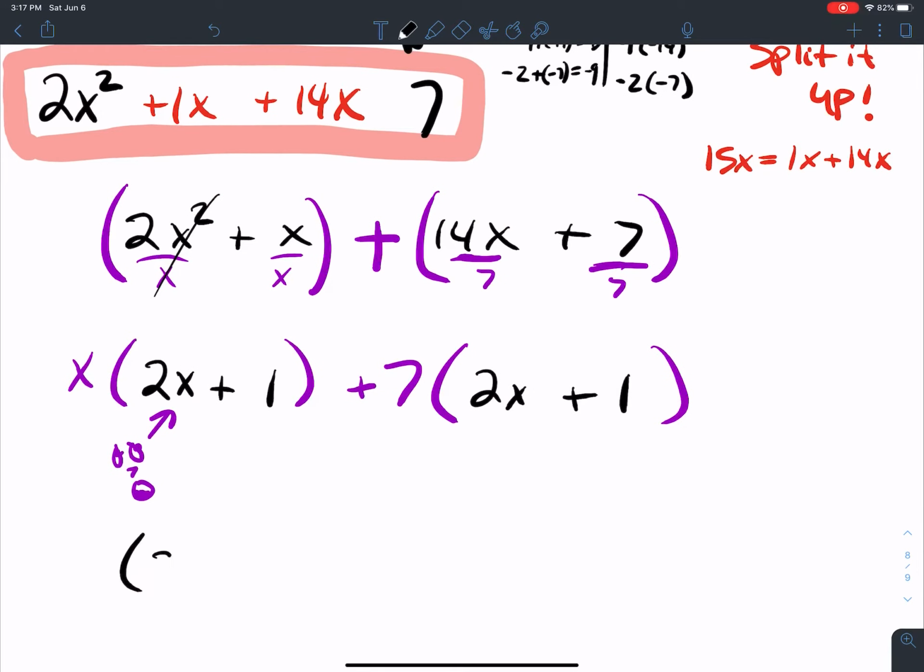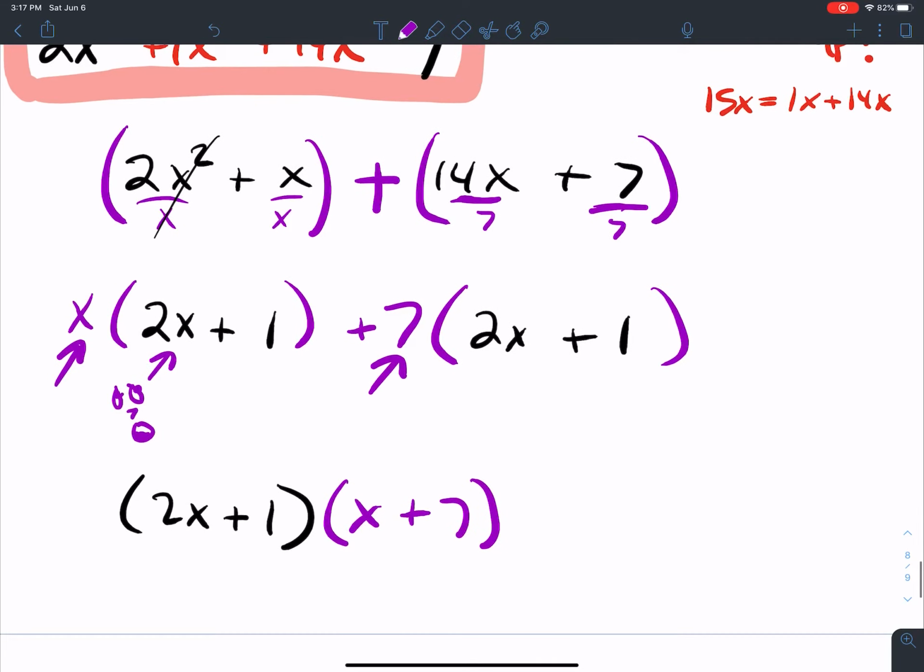So I can do my GCF, factor it again. 2x plus 1 comes out. What do I have left? Well, I've got an x and I've got a plus 7. And that's my answer right there. That is how to use the AC method, folks. So it's partially we're using factor by grouping via the t-chart. So very, very powerful stuff. Let's do another example.